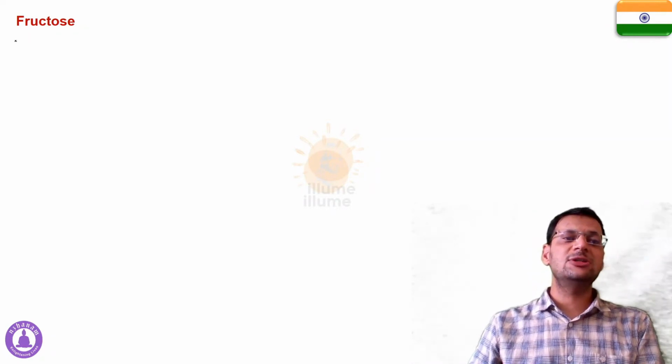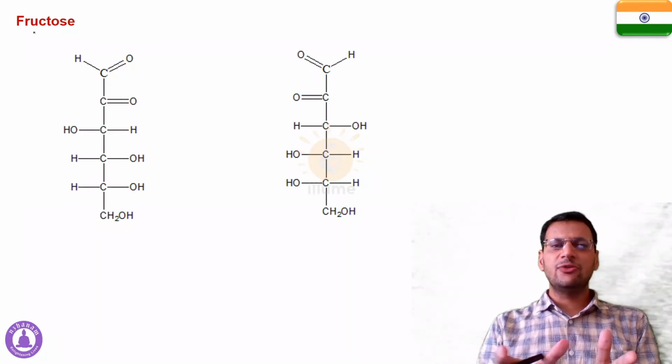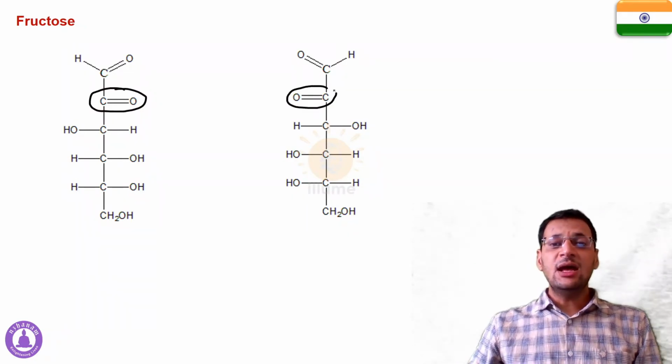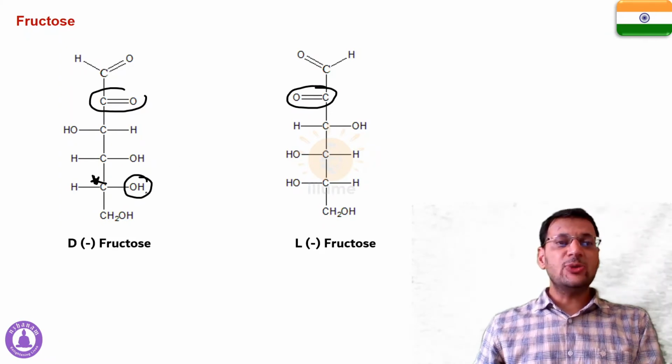On the contrary, fructose is always levorotatory. That's why fructose is represented by a negative sign. These are the two different structures of fructose. You can clearly see that fructose is a ketose sugar. That's why a ketonic group is there. Now, first of all, look at the last chiral carbon. This is the last chiral carbon. OH is on the right side. That's why we have mentioned it as D minus fructose.